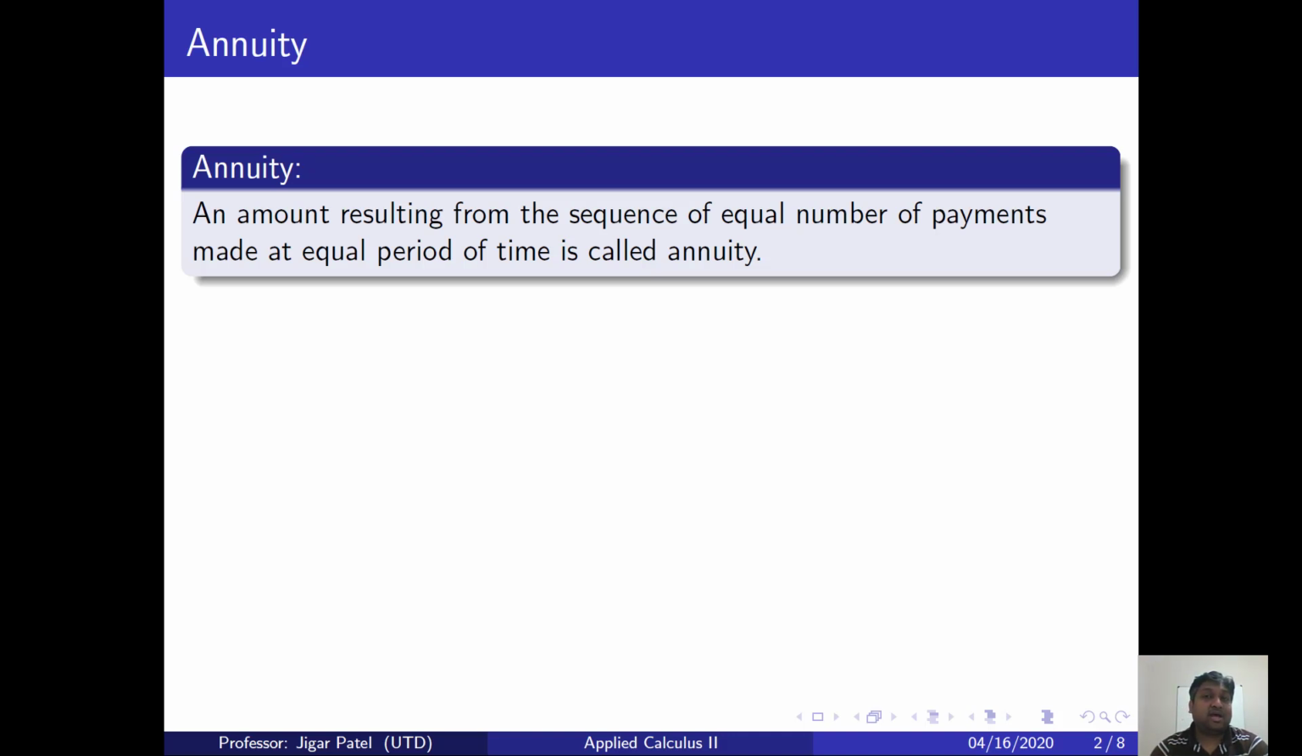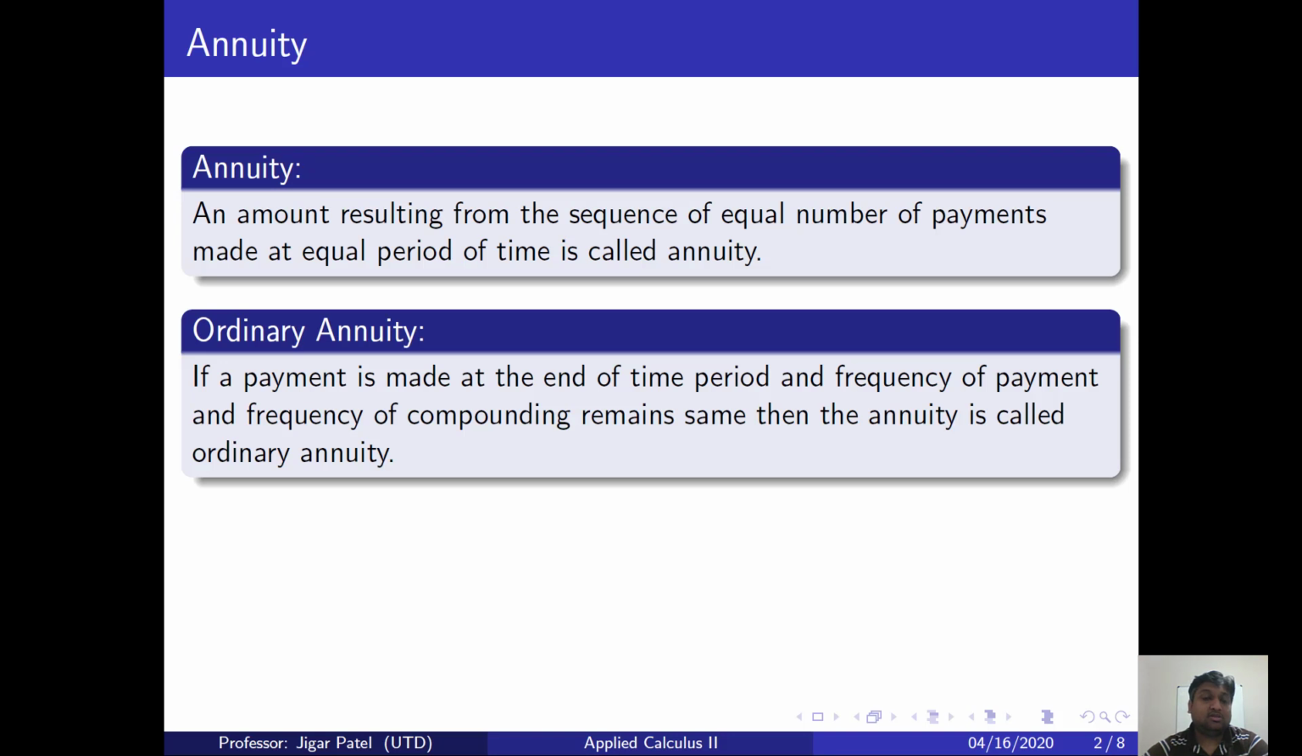There are many different types of annuity that exist in the real world. We are going to focus our attention on one very special type of annuity. We call it ordinary annuity. So let's try to define ordinary annuity. Let's understand what we mean by ordinary annuity. If the payment is made at the end of the time period, and the frequency of the payment and the frequency of compounding interest remain the same throughout the period, then you call the annuity an ordinary annuity.